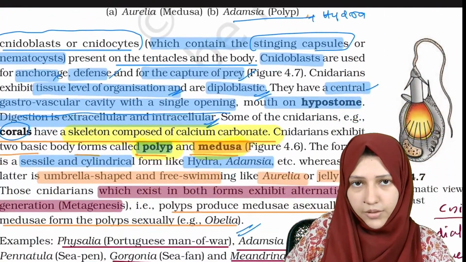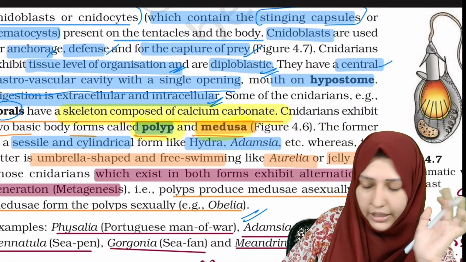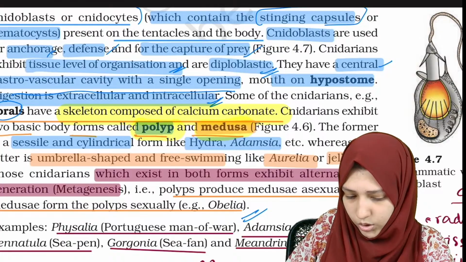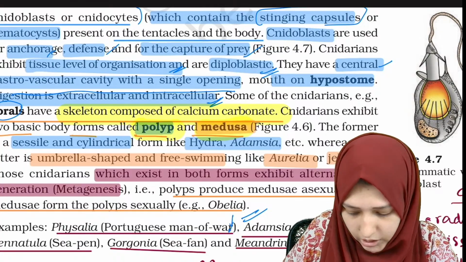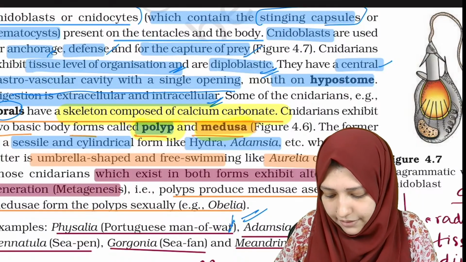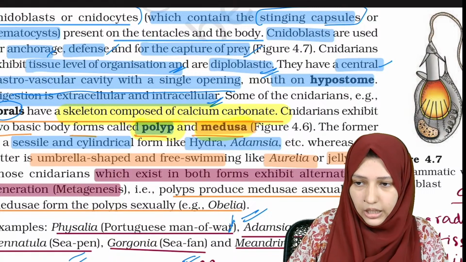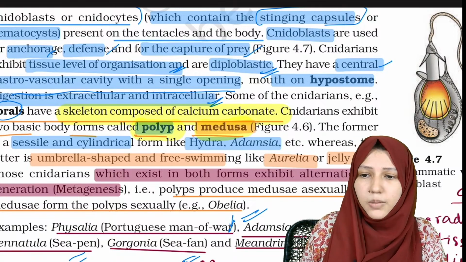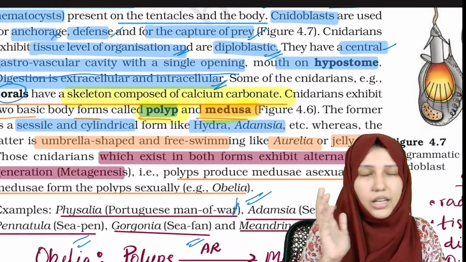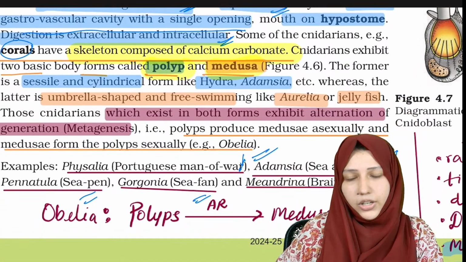Now the examples. What are the examples for the phylum Cnidaria? Physalia, it's Portuguese man of war. Okay. Adamsia, it is sea anemone. Pennatula, sea pen. Gorgonia, sea fan, and Meandrina, brain coral. You have to note these things. These examples are important. Physalia is Portuguese man of war. Adamsia, sea anemone. Pennatula, sea pen. Gorgonia, sea fan, and Meandrina, brain coral. Okay.